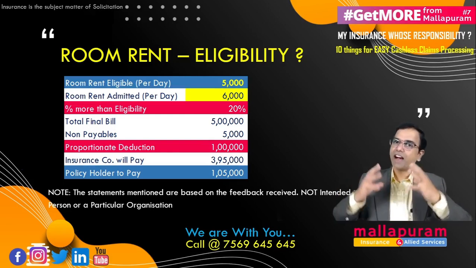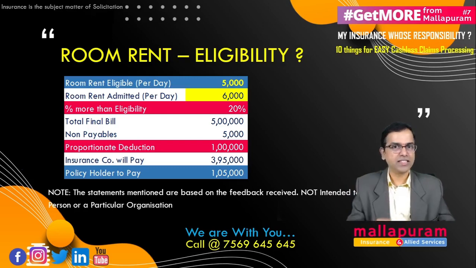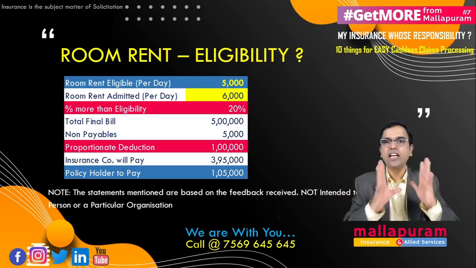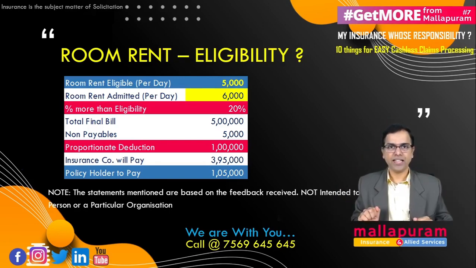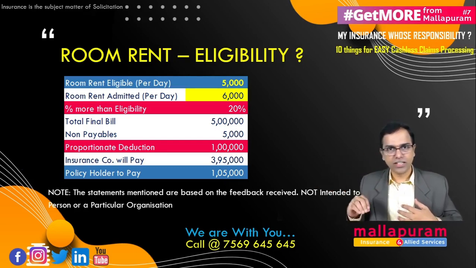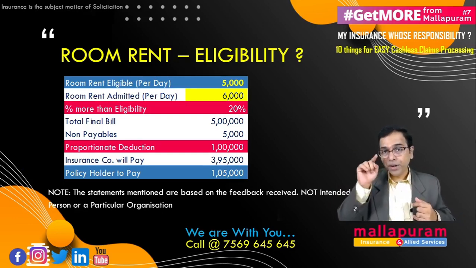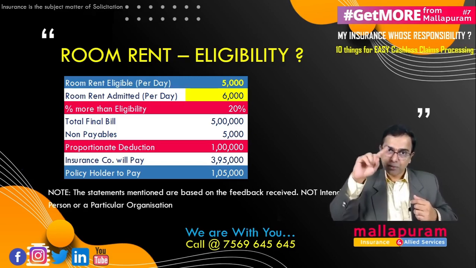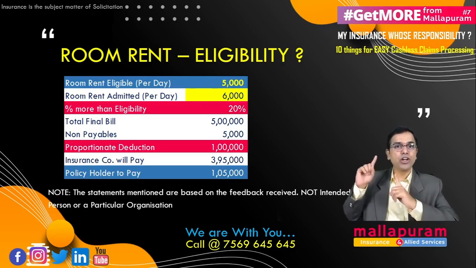Now say suppose the final bill is 5 lakh rupees, and out of that, 5,000 is a non-payable item, an IRDA, that is regulator-listed, non-payable item. So that 5,000 rupees is not paid by the insurance company. What we think is, out of the entire 5 lakh rupees, 5,000 is removed, and 4,95,000 needs to be paid for us. But here, because you stayed in a room rent which is 20% more, that 20% is going to be deducted from your total final bill.